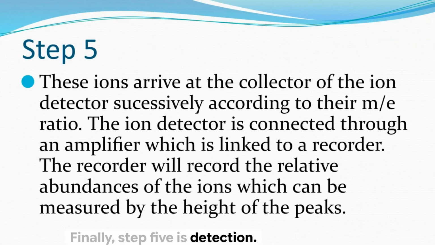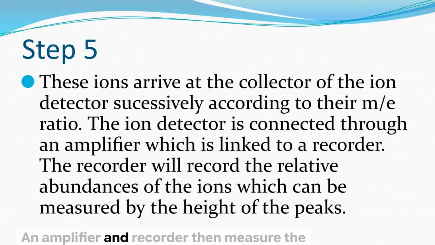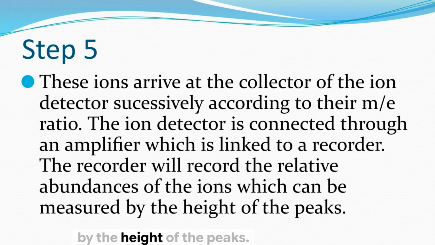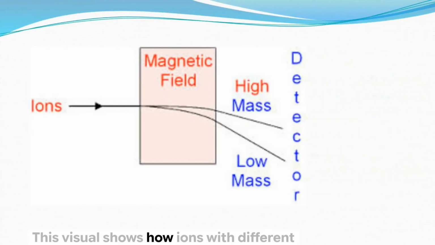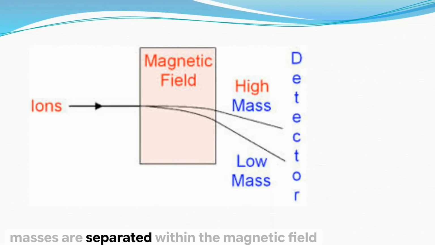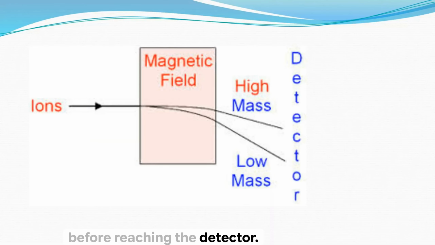Finally, step 5 is detection. The ions arrive at the collector successively. An amplifier and recorder then measure the relative abundances of these ions, represented by the height of the peaks. This visual shows how ions with different masses are separated within the magnetic field before reaching the detector.